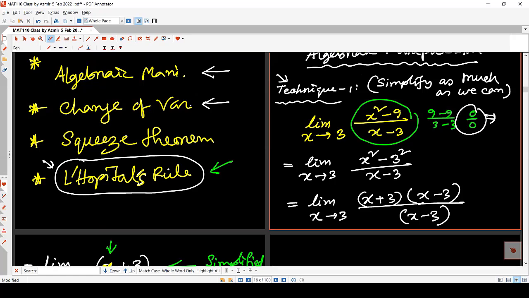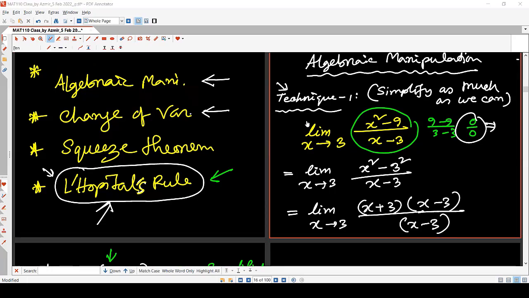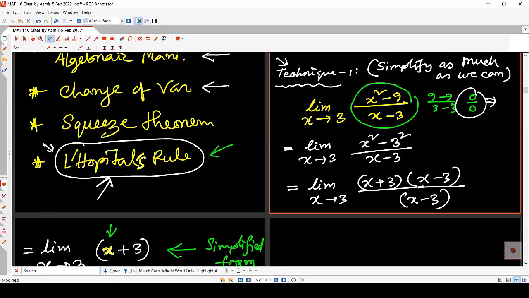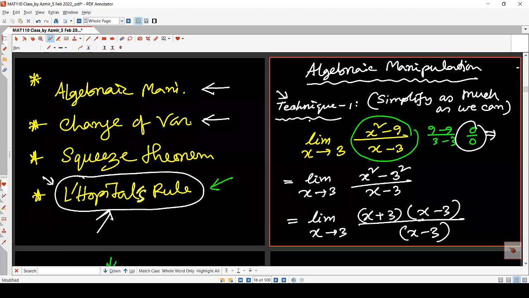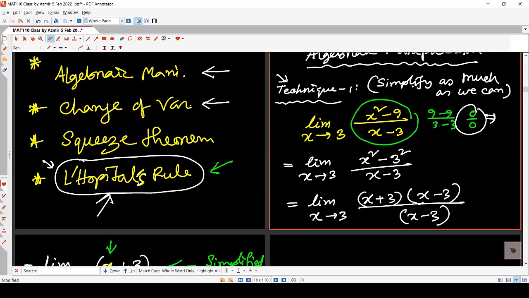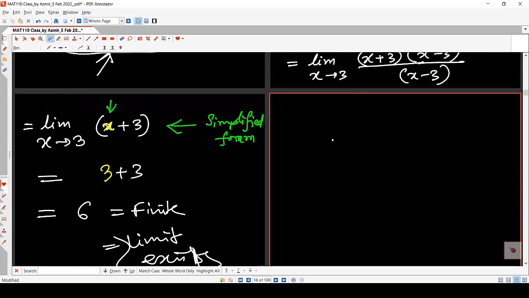The same problem can be solved by L'Hopital's rule. You can understand L'Hopital's rule from the video that I have given here, indeterminate forms and L'Hopital's rule. So this is, let's say, technique 1. That means we have to simplify the given function as much as we can to compute the given limit.